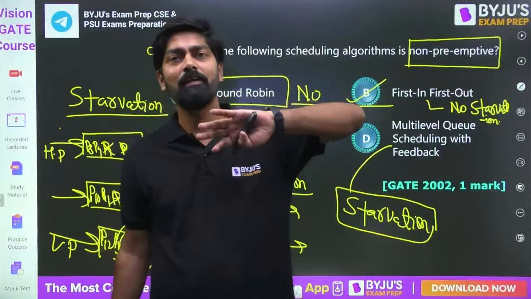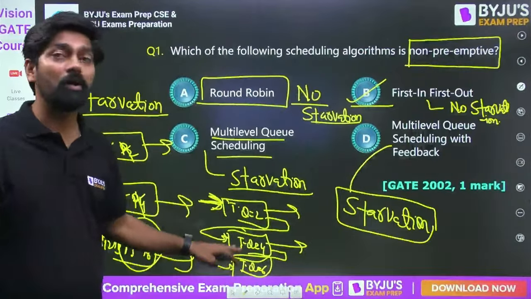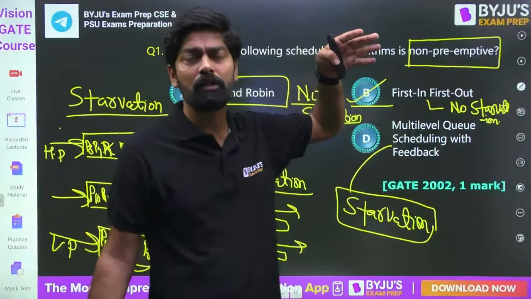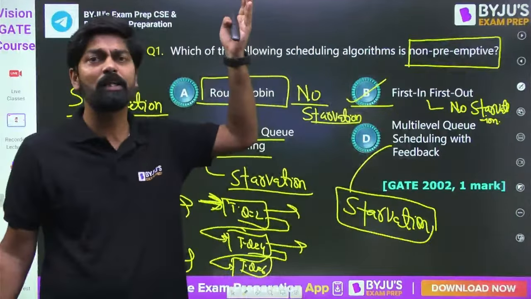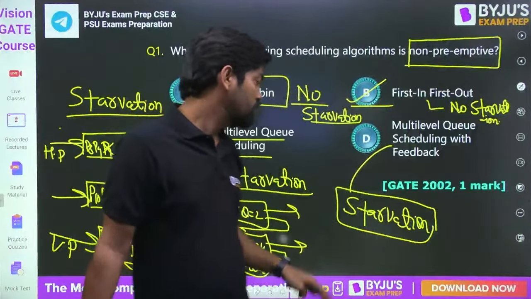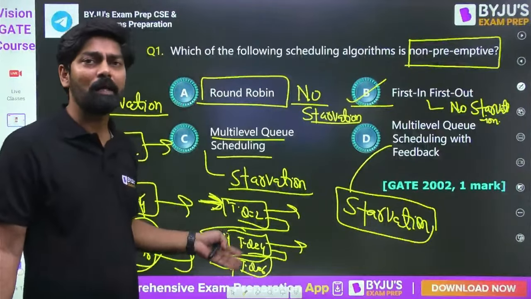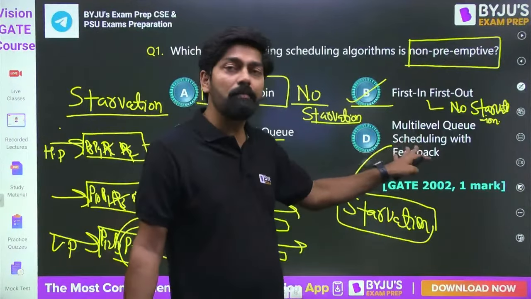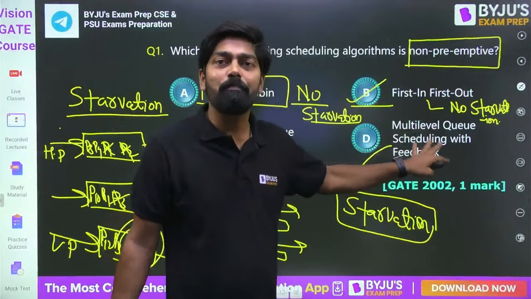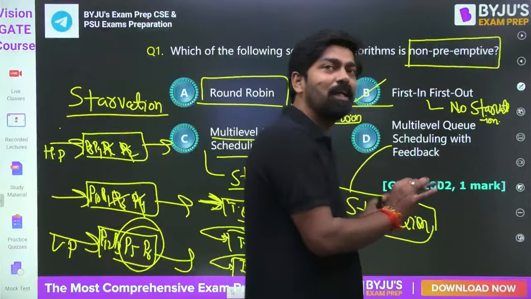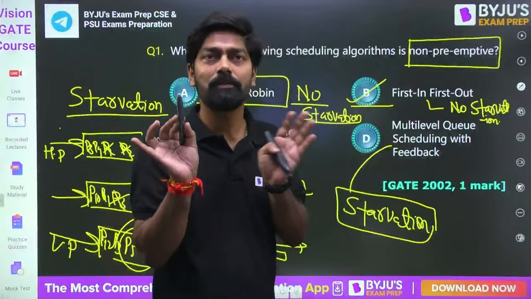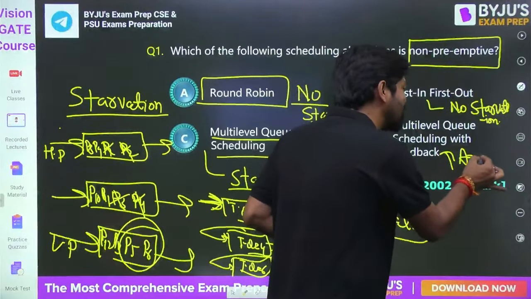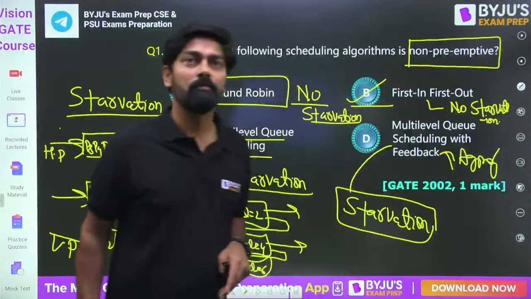What is the aging technique? For a process that has been waiting for a longer time, we can increase the priority of that particular process. Or you can say the process that has more age, you can increase its priority. Or the process with more waiting time, you can increase its priority. So in multi-level feedback queue scheduling, you can apply aging. If aging is there, no starvation. If there is no aging, my dear friend, starvation is there.